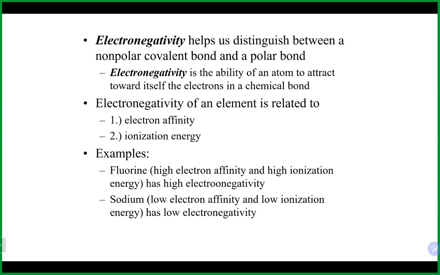Electronegativity, as we talked about a couple of times already, is that ability to bring electrons towards itself, and it is based on electron affinity, which is the energy change when somebody gains an electron, and ionization energy, which is the energy required to remove an electron. So things with high electronegativity have high electron affinity and high ionization energy. So fluorine has high electron affinity and also high ionization energy, and has high electronegativity. Sodium, which is our metal, on the other hand, has low electron affinity and a low ionization energy and has low electronegativity.